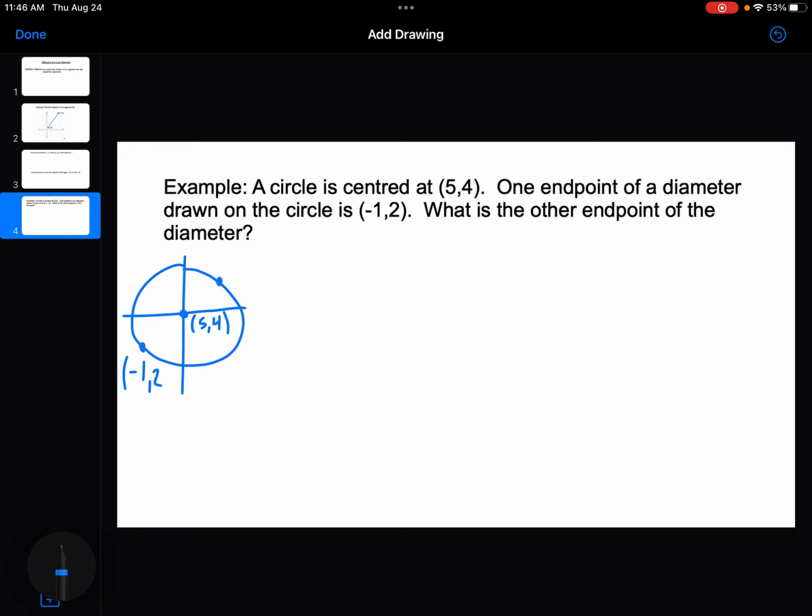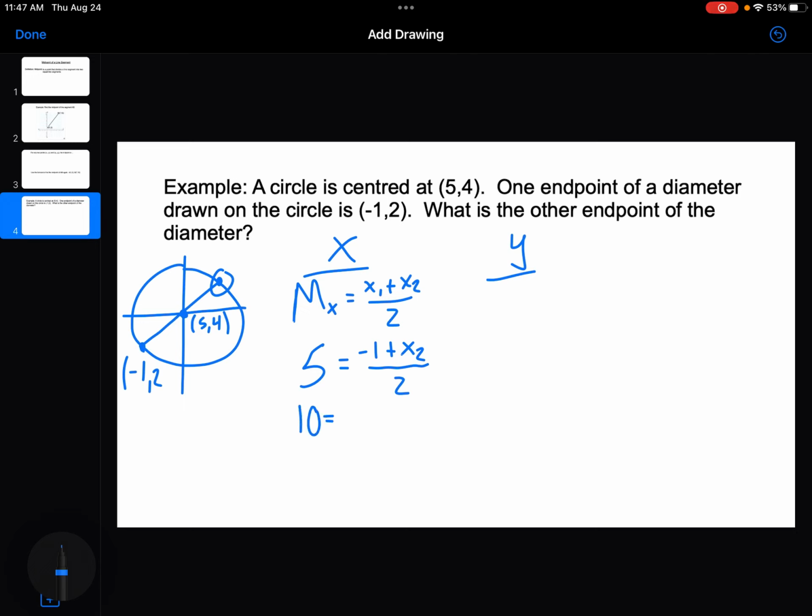Well, what we have to do is use that formula, but break it up into x and y because we want to have both parts of it. So our midpoint for x equals (x1 plus x2) over 2. We know the midpoint, that was the center value. If I drew this line, we're trying to find this one now. We're not trying to find the midpoint anymore. So we're going to have 5 equals (-1 plus x2) over 2, where x1 is -1 and we don't know x2. Now it's just simple algebra. 5 times 2 is 10 equals -1 plus x2, and then x2 is going to equal 11.